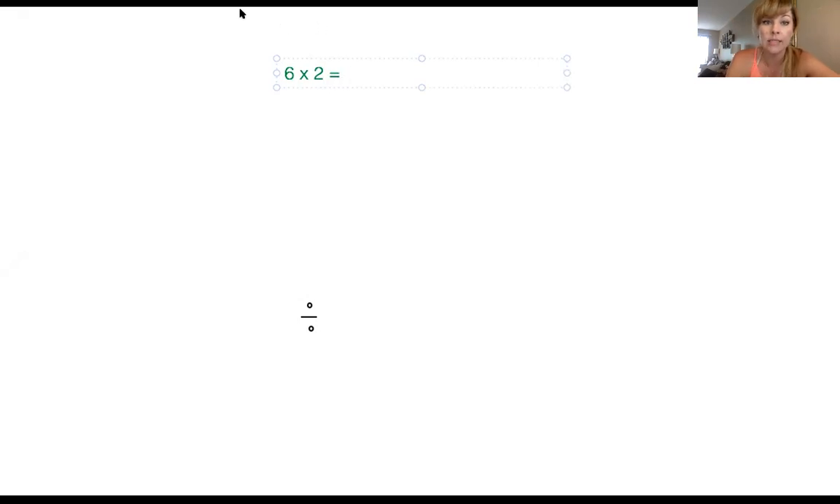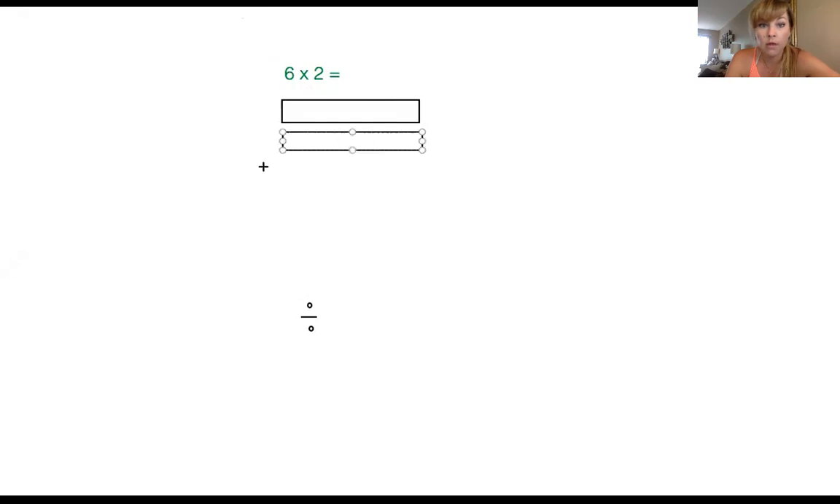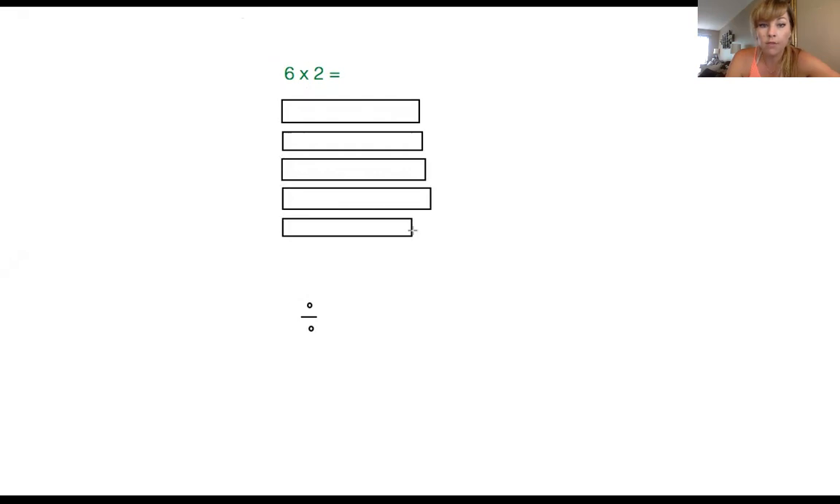So in this case, I have 6 rows of 2. So here's 1 row, here's a 2nd row, a 3rd row, a 4th row, a 5th row, and then a 6th row. Okay, so I have 6 rows. 6 rows of 2. That means each row has 2 in it.